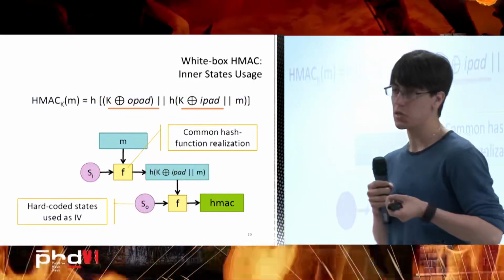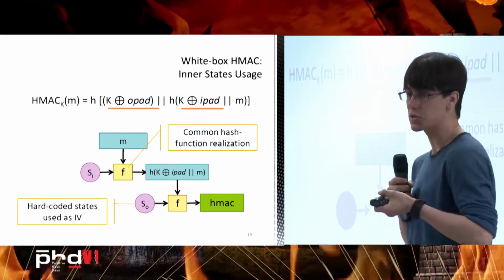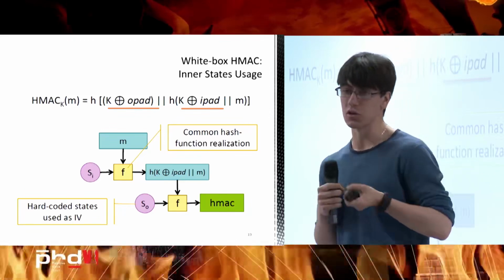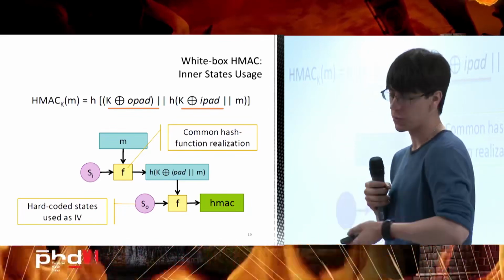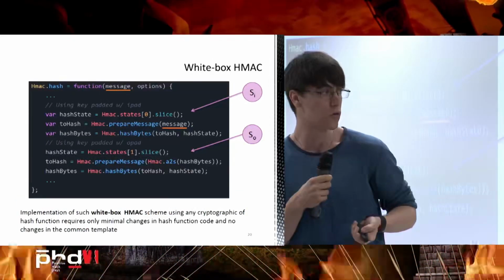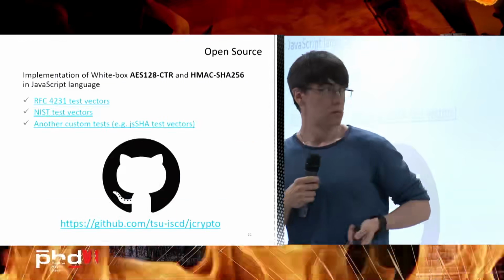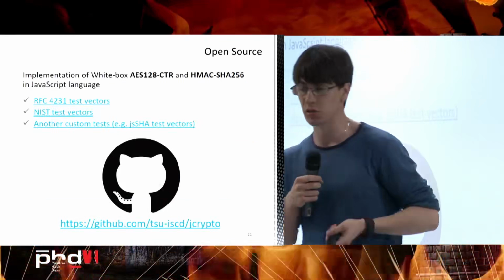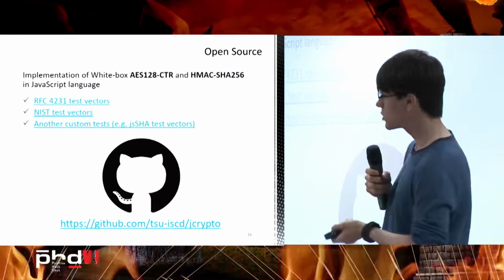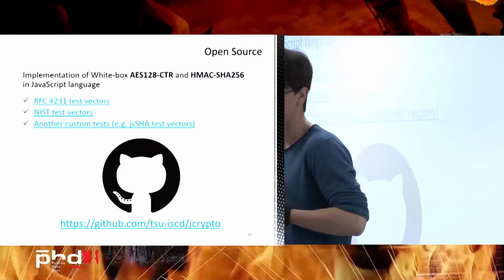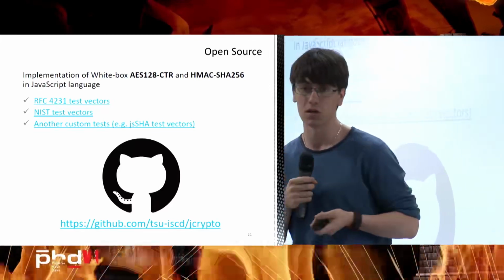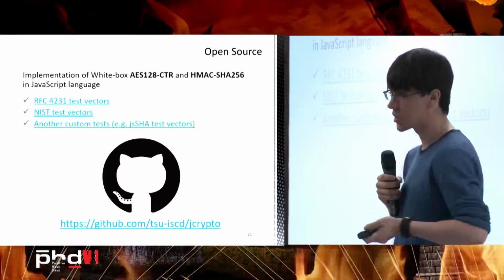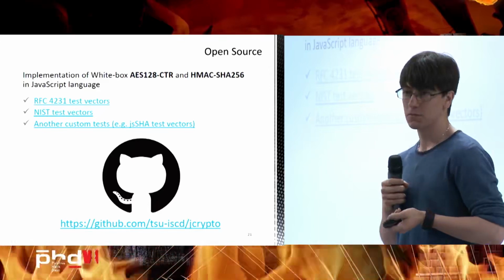So this way, we don't have the key, but we do have two states. And these are essentially two values of the hash function on a block of text with length of one. Which means that the key itself is not shown clearly in the algorithm anywhere. We have actually tested it on a number of NIST, RFC and other vectors. It's based on SHA-256, and we've also done it on AES-128 and CTR mode.